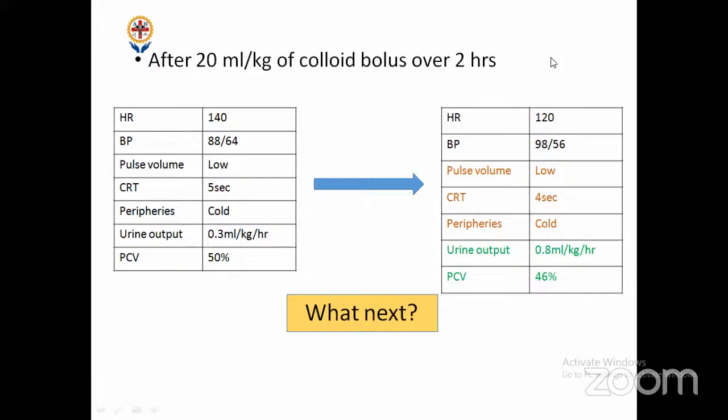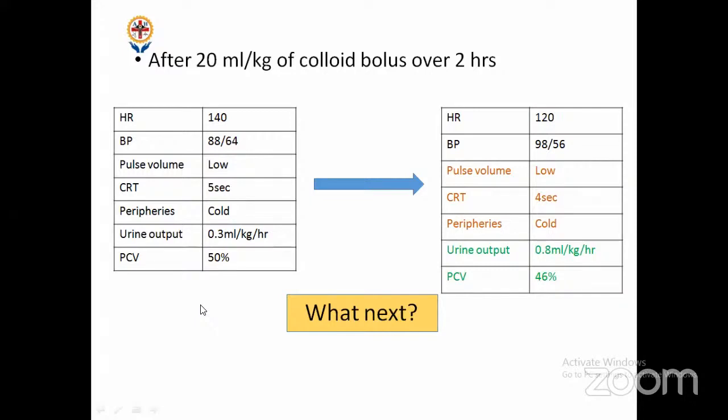Any other answer? Someone is answering whole blood. I know why you want to give blood at this moment. Any reason for giving whole blood at this moment? As the child is improving. No. When vitals are stable, even if PCV is dropping, you should not think of it. When PCV is dropping and vitals are improving, that means the child is improving. Only when your vitals are dropping and PCV is dropping should you think of bleeding.